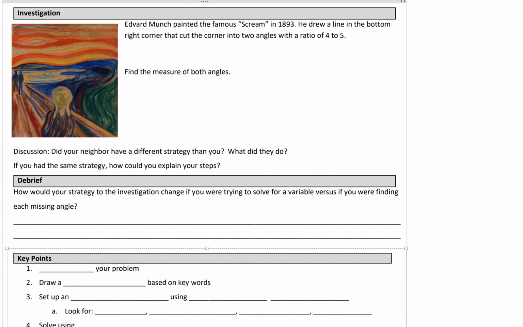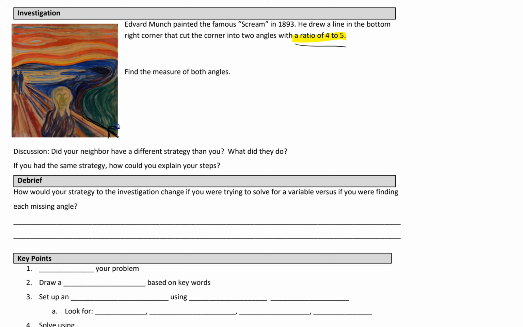We're going to start with our investigation. So we have this beautiful painting, and we know Edvard Munch painted the famous Scream in 1893. He drew a line in the bottom right corner that cut the corner into two angles with a ratio of 4:5. So we know these angles are in a ratio, and we're looking in this corner. We know it's a corner, and then we see this line right here that he drew to cut the angles, and these angles are in a ratio of 4:5. We're going to find the measure of both angles.